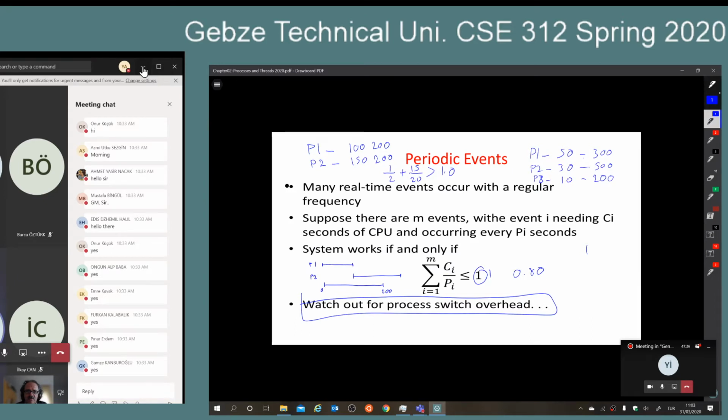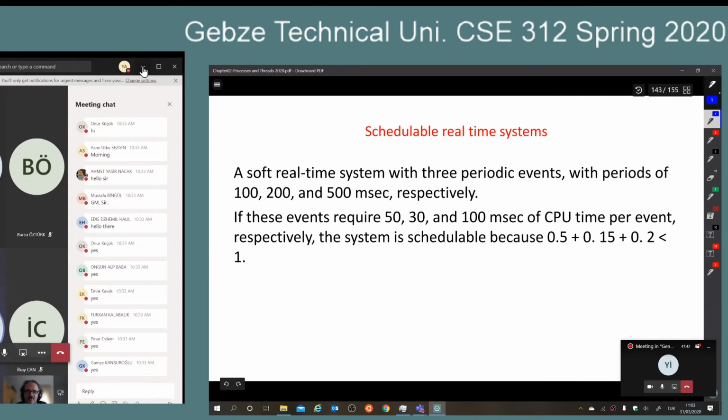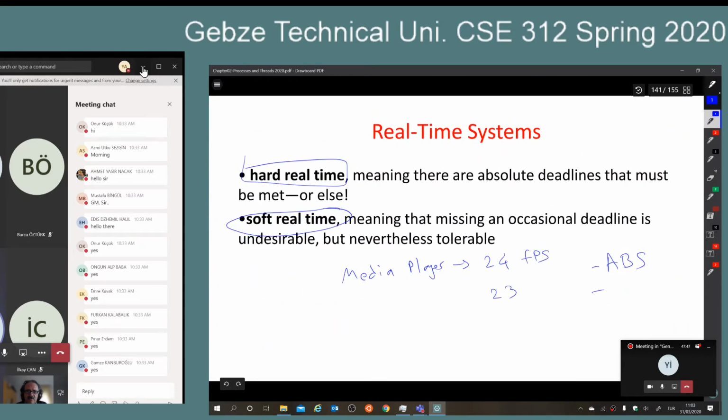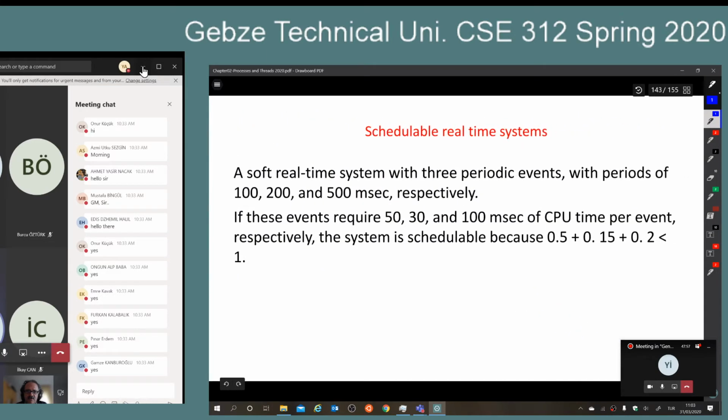Mustafa, firm real-time systems, yeah, I mean, if you like to call it that way, yes, hard real-time systems. I don't remember seeing the term firm RT, but I think it might refer to hard real-time systems. Okay, so let's move on.